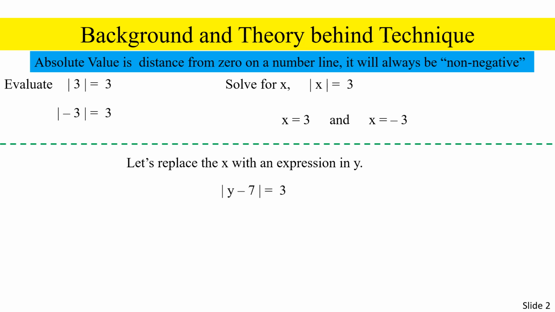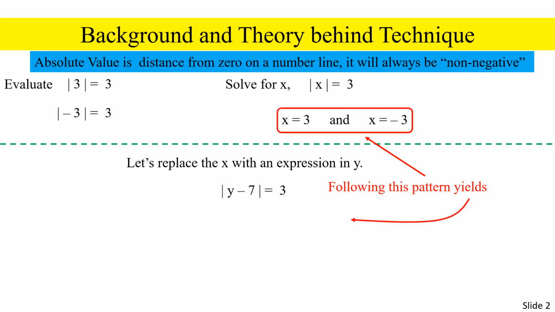So let's replace the x with an expression in y. I'm going to say the absolute value of y minus 7 equals 3. We're going to follow this pattern. So we end up with the inside equals 3, and then the inside equals the opposite of 3, -3.